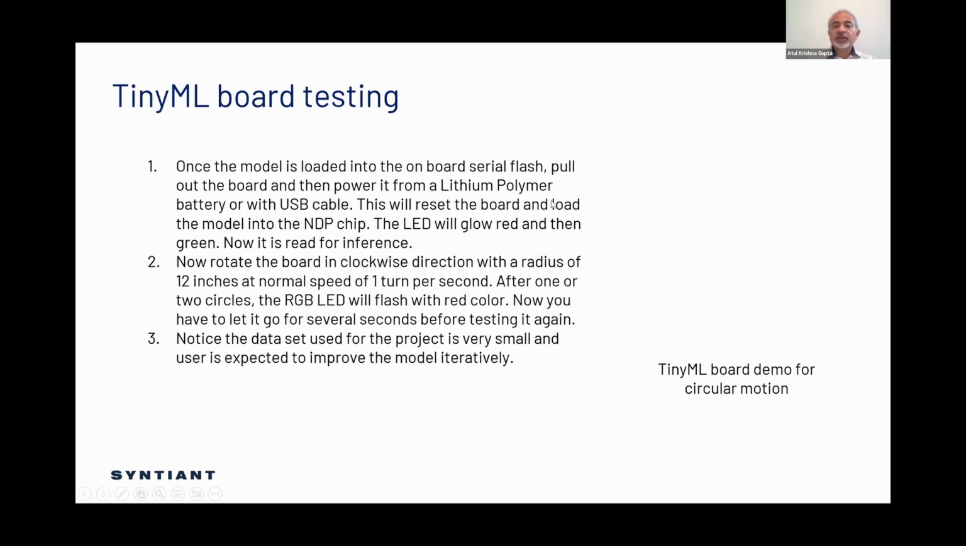So yeah, once you download the data, you have to reset the board, and the LED would glow red and then green, and then it would be ready for inferencing. Then you can make a counterclockwise motion with a typical radius of about a foot. Don't go too fast, don't go too slow when you're testing this model. Just at the normal speed, which is about 1 second for one turn. After you have moved it for 1 to 2 circles, you would see the RGB LEDs glow red.